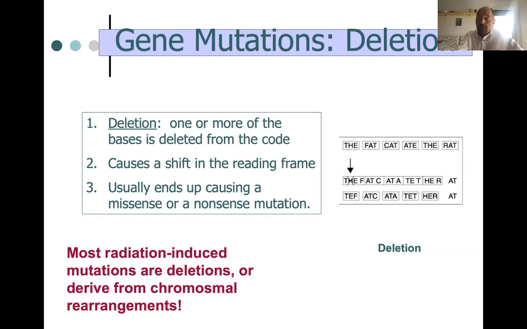Actually, we will see that most radiation-induced mutations are deletions, or they derive from chromosomal rearrangements. Of course, a chromosomal aberration typically brings mutations with it. So deletions are very important for chromosomal aberration, for ionizing radiation. For UV, for example, the point mutation, the thymidine dimer, is more common, but for ionizing radiation the deletion is more common, because most of the irreparable damage is done at the strand level.